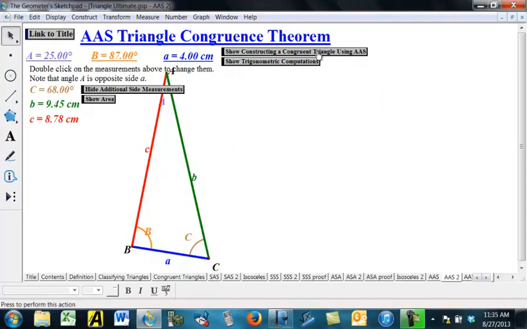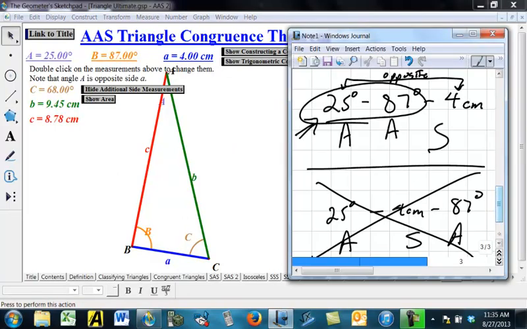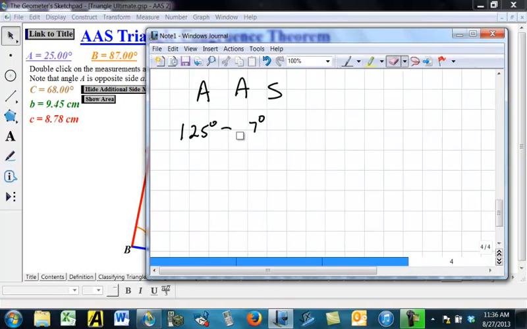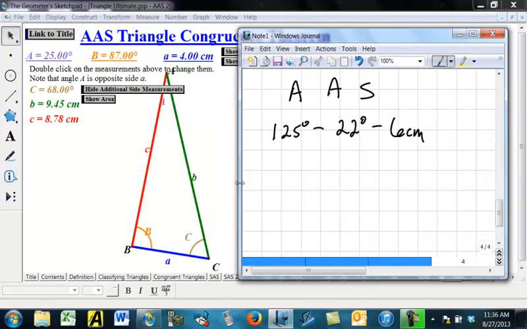Okay, let's try one more. Same thing, one more time. So we need an angle, and a side in that order. Okay, 125 degrees, 47 degrees. No, let's not do that. Let's do 125 degrees, 22 degrees, and 6 centimeters. Okay? Go ahead and do that one. Come back and check your work after you're done. Press pause now.